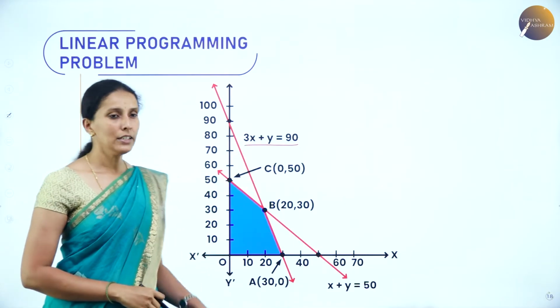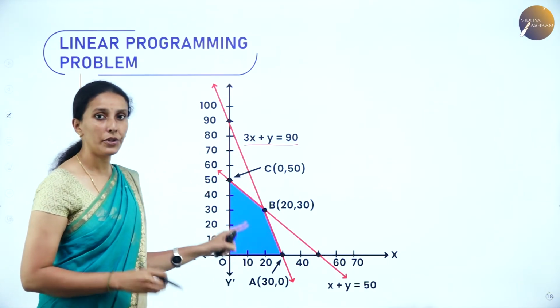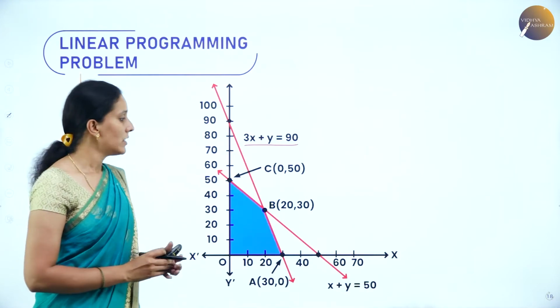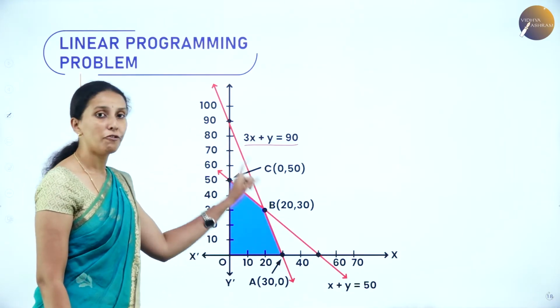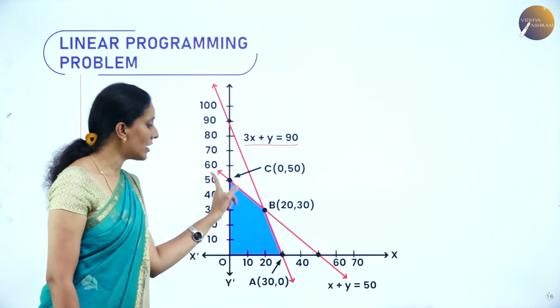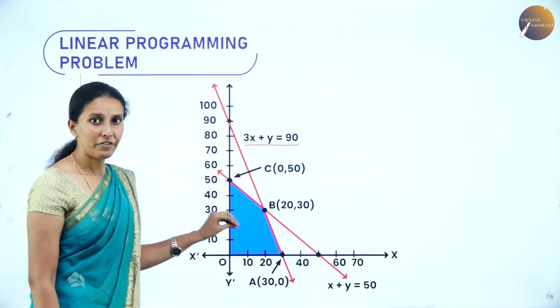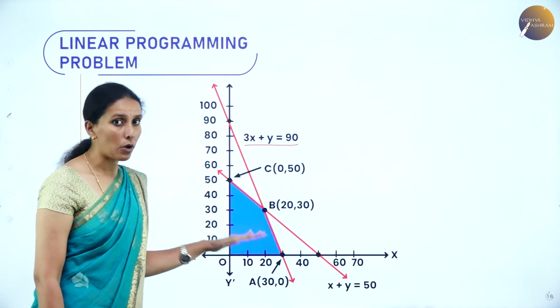Now again here, this has to be drawn using your graph sheets only. So a graph sheet will be given for you. So you have to plot the points for each inequality and draw a straight line and then shade the feasible region. So half of the problem is done.